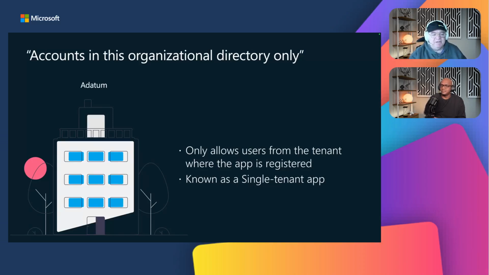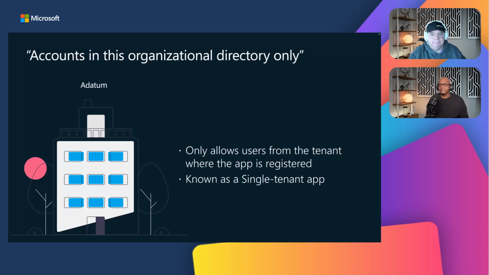I'm developing an application for my company, and the only people who are allowed to use it have to be connected to this company. Now, they might be native users, an employee of the company. They might be partners who come from an organization where there's a lot of cross-collaboration, and therefore they're guests in the tenant, and we'll talk about that. But to begin with, they have to be connected to this tenant, and we call this a single tenant app. Only the users where the app is registered can use this app.